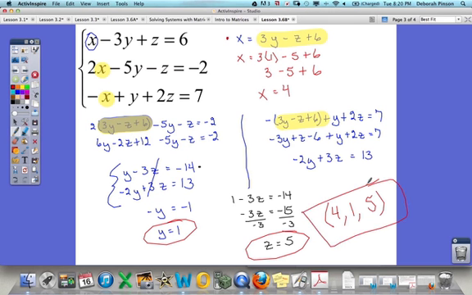There's my answer. Now, like I told you, lots of places to make little mistakes, so you do want to make sure that you're careful on these, because it is easy to make a little mistake. So solving by substitution with three variables.